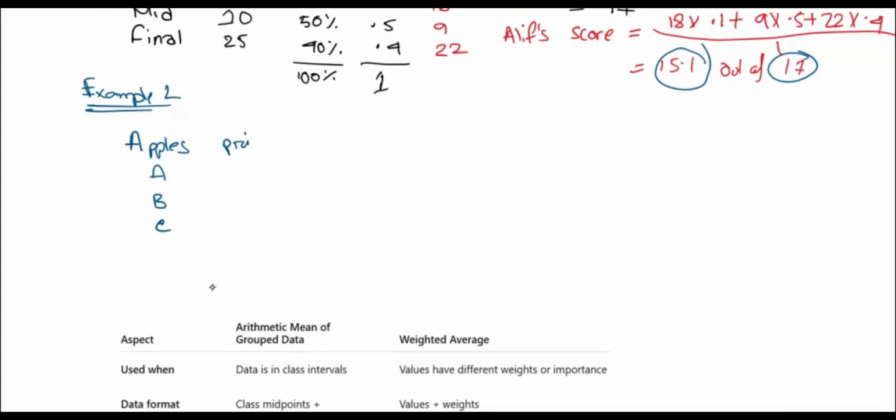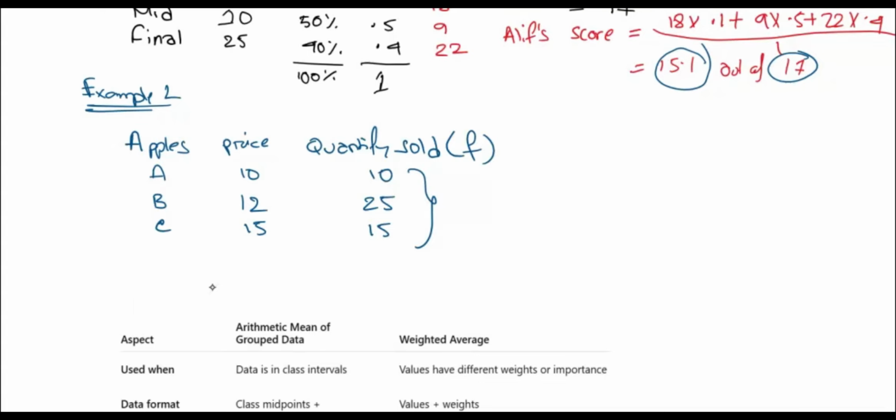The price of these apples are different. So apple A sells for 10 taka per unit, B sells for 12 taka per unit, and C for 15 taka per unit. So the quantity sold would be my frequency, right? For example, আমরা A বিক্রি করেছিলাম 10টা, B টাইপের অ্যাপেল বিক্রি করেছিলাম 25টা, and C বিক্রি করেছিলাম 15টা. এই যে আমাদের ডিফারেন্ট ফ্রিকোয়েন্সি আছে, এটা দিয়ে আমরা এভারেজটা বের করব, হ্যাঁ?